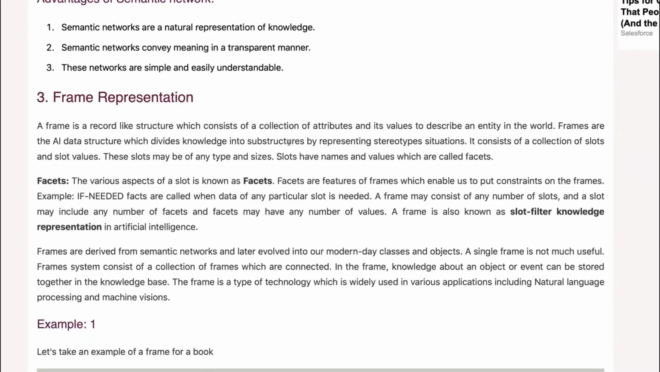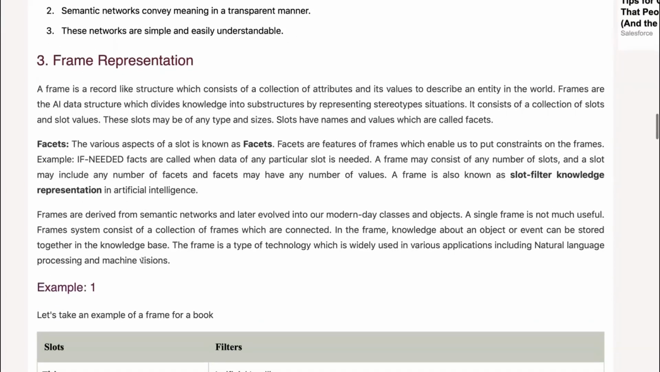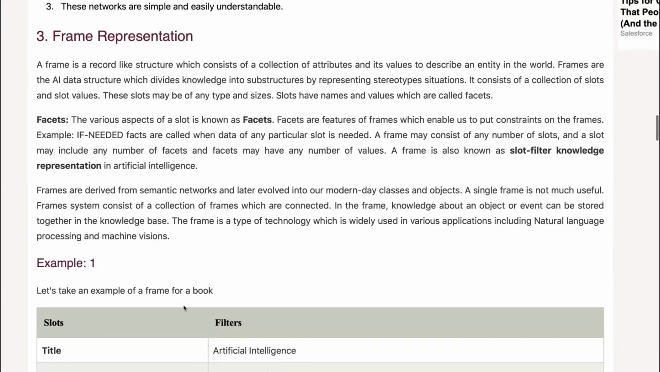Because frames are the AI data structure, we divide knowledge into substructures. Here you notice the structure and substructures representing stereotype situations. It consists of a collection of slots and slot values. These slots may be of any type and size. Slots have names and values, which are called facets. We won't go into the detail of this, but the question is what program to use to represent this knowledge.